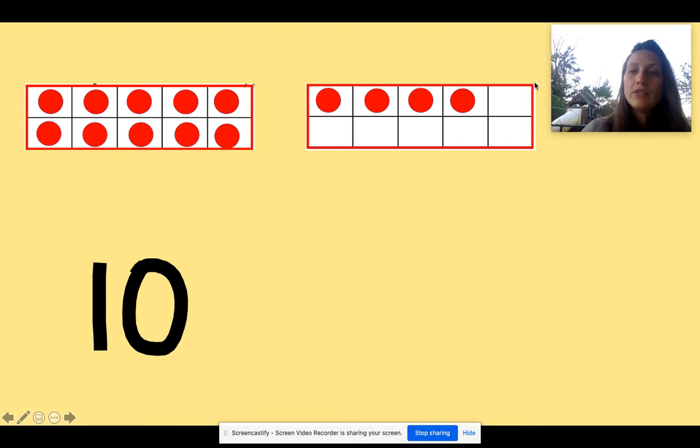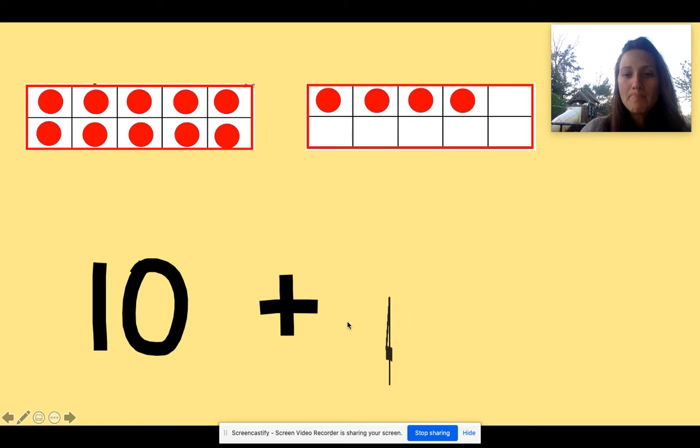How many counters in this tens frame? You might know by just looking. But if you don't, you can count. 11, 12, 13. Oh, I'm sorry. I meant to count from 1. Here we go. 1, 2, 3, 4. So now I can add 4 more. Plus 4.